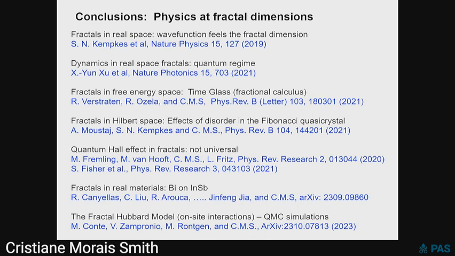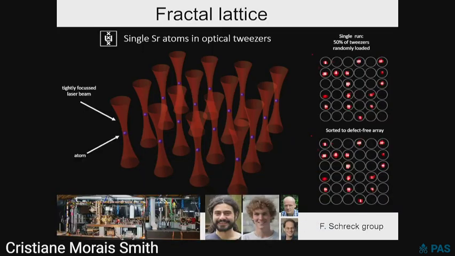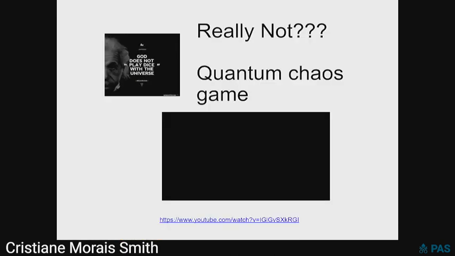We have been studying calculus at fractional dimensions and discovered a time glass. You can also look at fractals in Hilbert space when you investigate quasicrystals. And more recently, underneath, you'll see an arXiv paper is the fractal Hubbard model, which allows us to have a metallic magnetic phase. As an outlook, we are building in Amsterdam a fractal lattice using optical tweezers to investigate strontium, which is now a Rydberg.